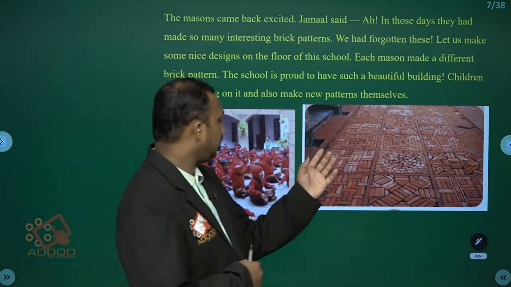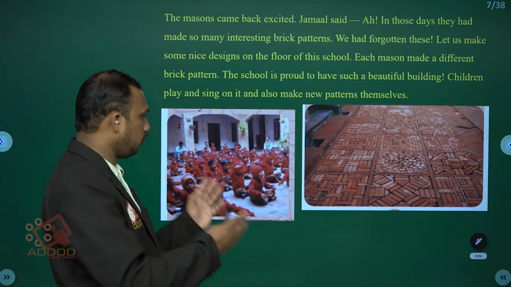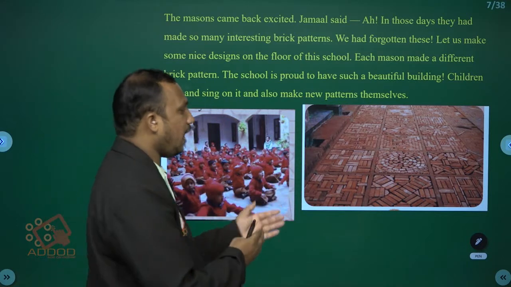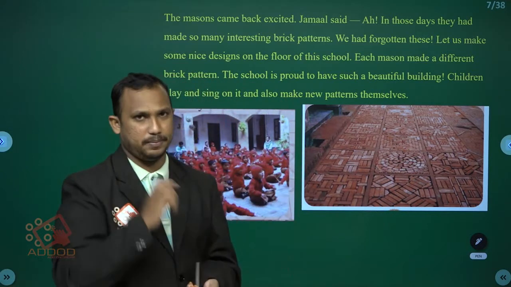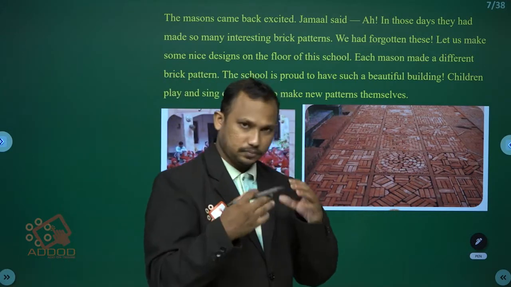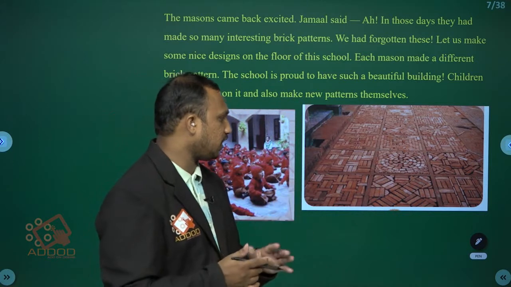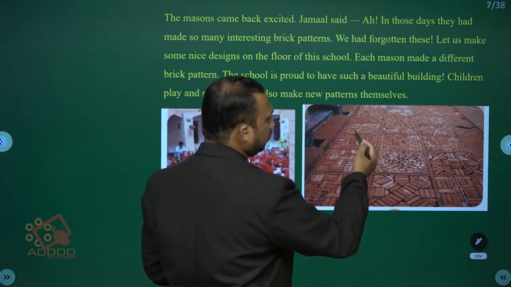So see here, these are the children of Jagriti school, and each one constructed as a mason. How many masons are there? 3 members are there. As they liked, they constructed the patterns. So 1, 2, 3.